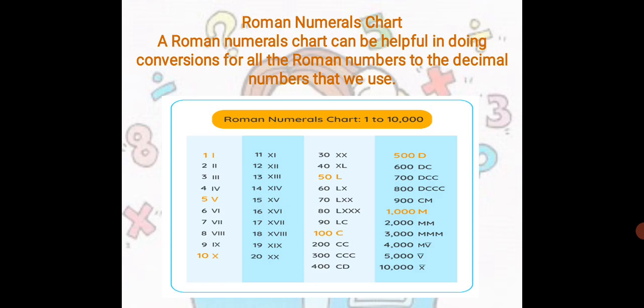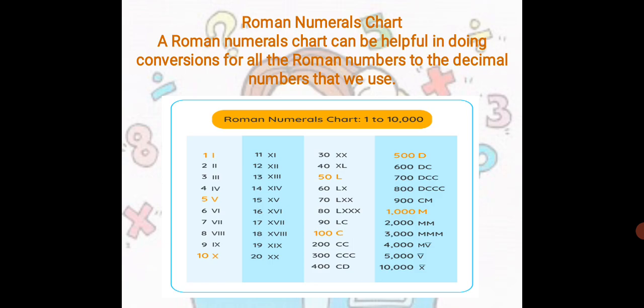Similarly, 11 X and I, 12 X and double I, 13 X and triple I, 14 X and I and V. So altogether XIV, 15 X and V, 16 XV and a single I, 17 XV and double I, 18 XV and triple I, 19 XI and again X, 20 X and X means double X, 30 triple X.